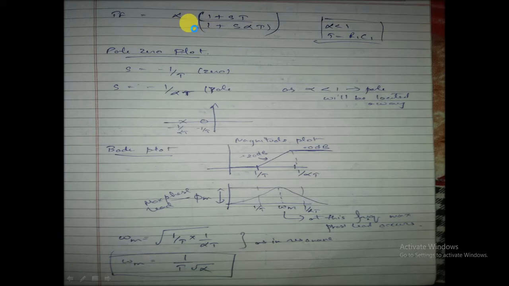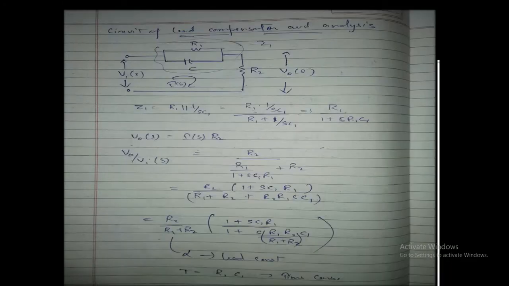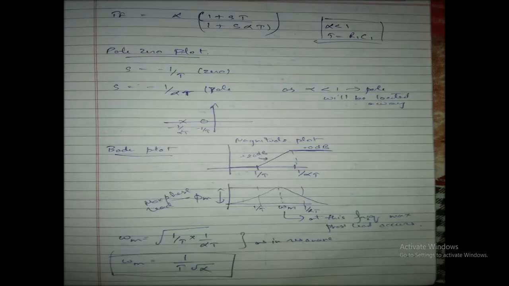So the transfer function will be, if we replace it by alpha, R2 by R1 plus R2, sorry, and this will be alpha (1 + sT) / (1 + sαT). So the important thing about this is alpha is always less than 1, and time constant is R1 C1. If we talk about the pole zero plot, the zero will be at minus 1 by T, and the pole will be at, if we equate it to 0, minus of 1 by alpha T.